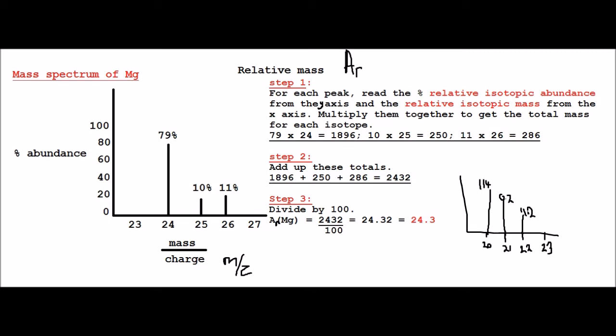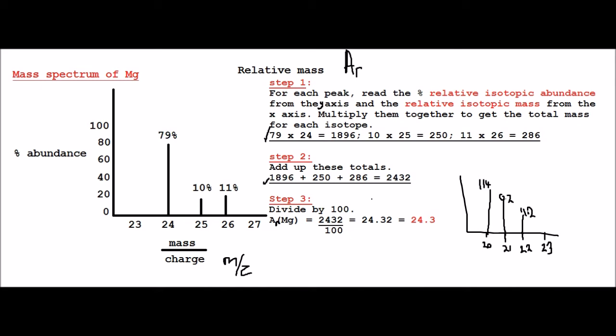All you have to do is do 24 times 79, 10 times 25 and 11 times 26, and just write it out like that, nice and clearly for the examiner to figure out what you are doing. So that's the first step. The second step is to add up all these totals. Again, write it out nice and clearly underneath, and it should come to 2432.